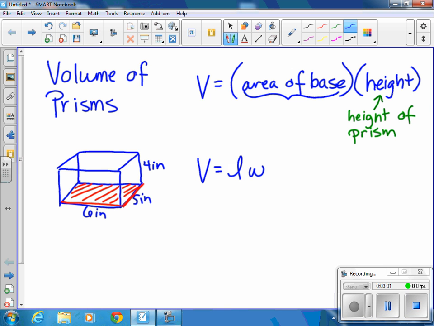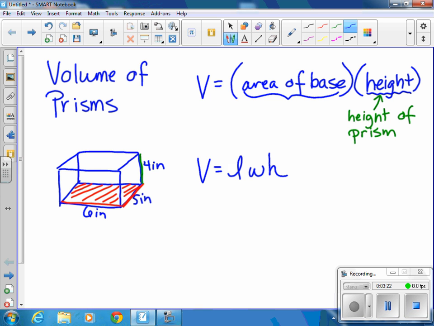But now also with my volume formula, after I get the area of the base, I also need the height, remember the height of the prism. So in this case, the height of the prism is 4. It's this part right here. This would be my height of my prism. So now that I have that, there's my actual formula to find volume.